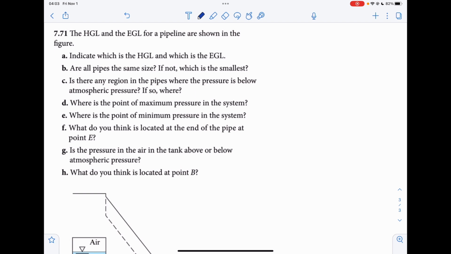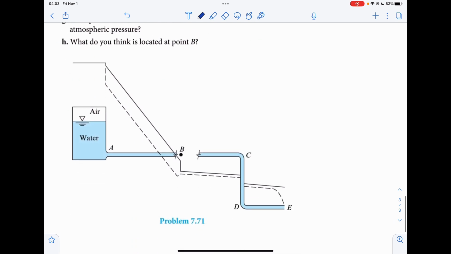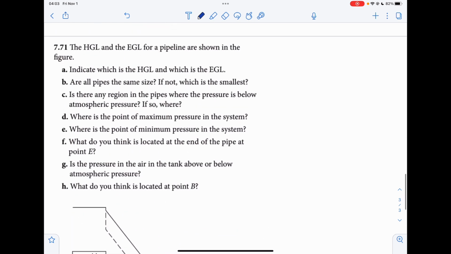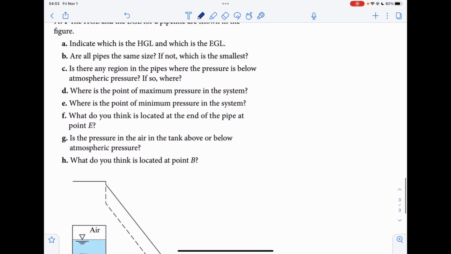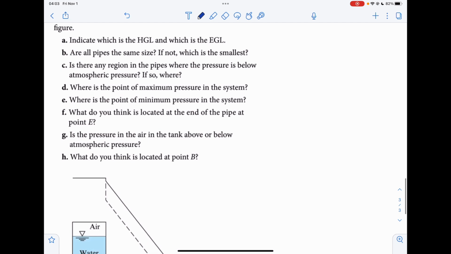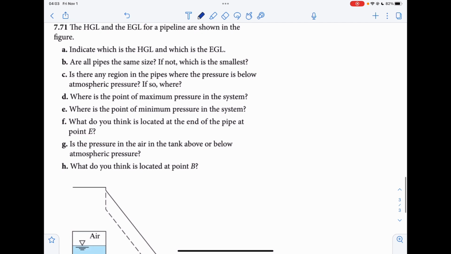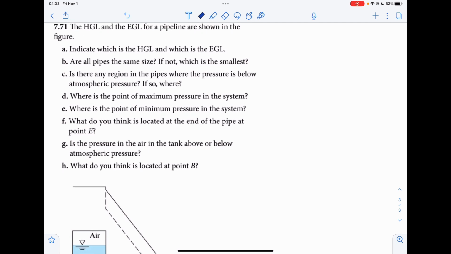Now let's look at 7.71. So we have the hydraulic grid line and the energy grid line for pipeline as shown in the figure here. So the first problem is asking which one is the hydraulic grid line and which one is the energy grid line. So the energy grid line is the hydraulic grid line plus the velocity head. So of course the higher one, if there is velocity head, is the energy grid line.